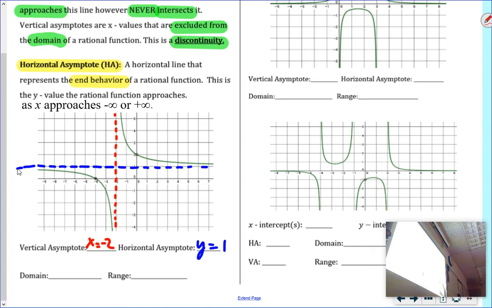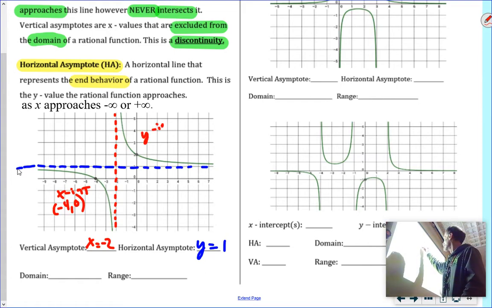Okay? And then, of course, we also see that there is an x-intercept right here. Doesn't ask this question, but the x-intercept is here at -4, 0. And we have a y-intercept over here at 0, 2. So we can go and list those out, and we'll see how to find those analytically later on.